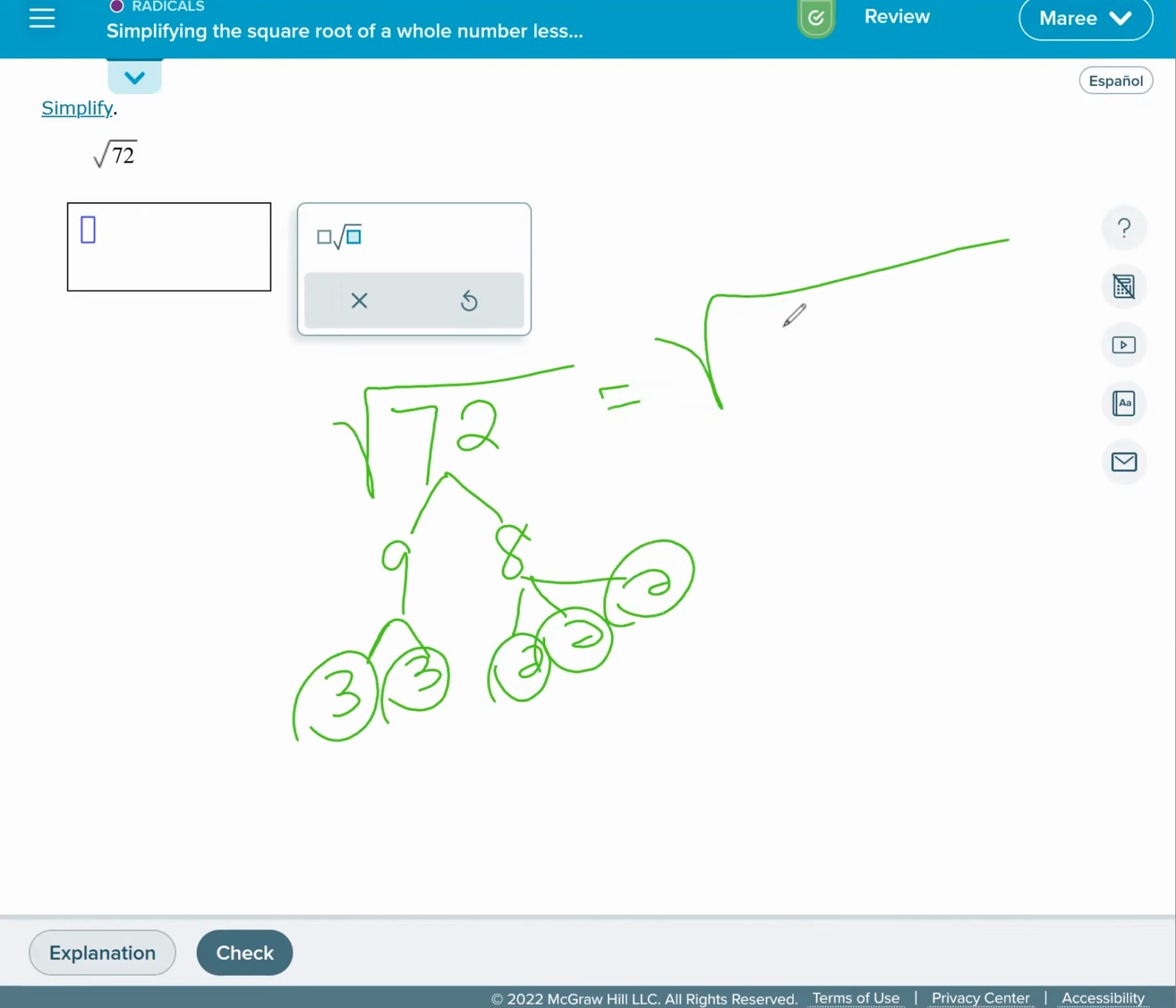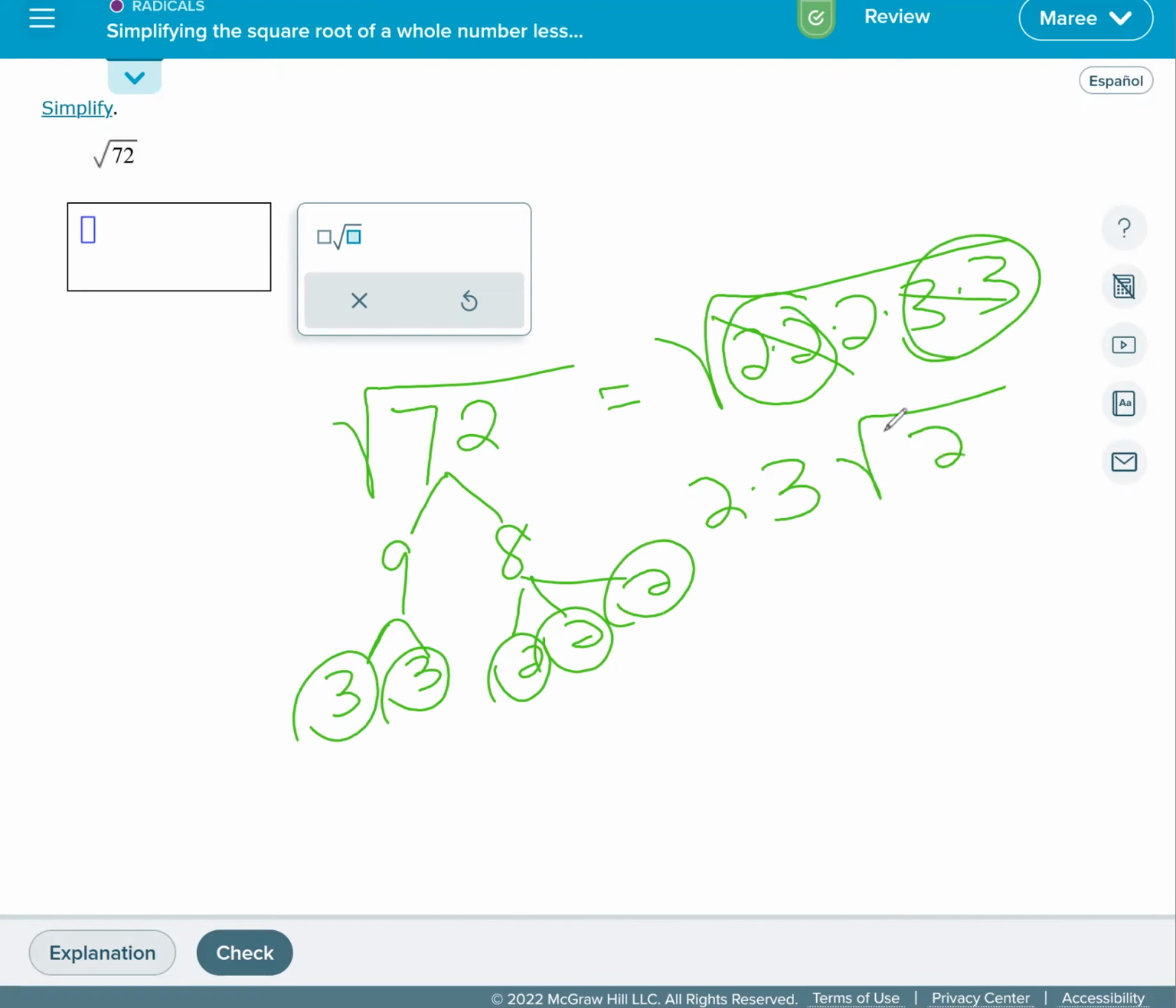So I'm going to rewrite it as the square root of three 2's times and two 3's times. So we're looking for doubles, so we can pull a 2 on the outside and a 3 on the outside. But we still have a 2 left inside. And when we pull numbers out, if you have more than one, you multiply them together. So we have 6 square roots of 2, and that is my final answer.